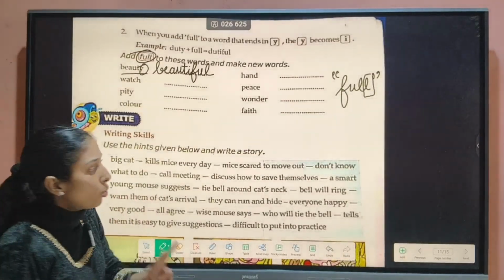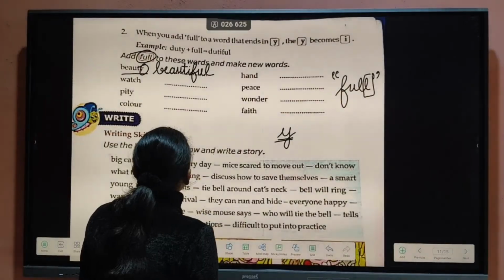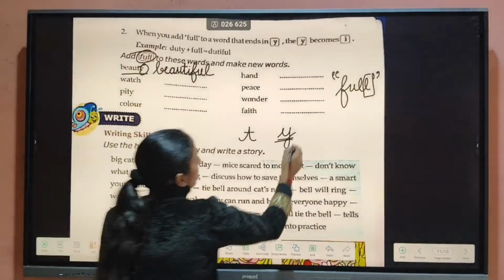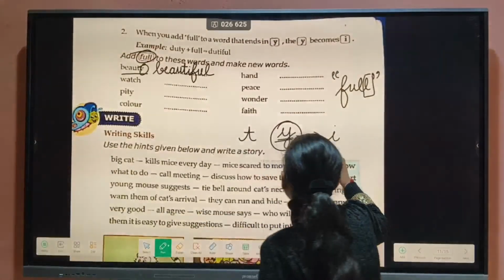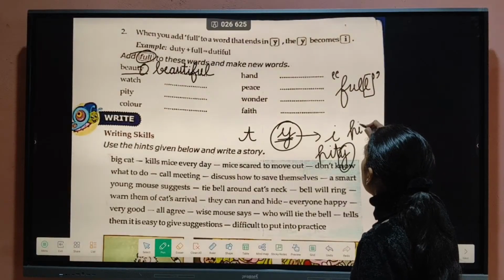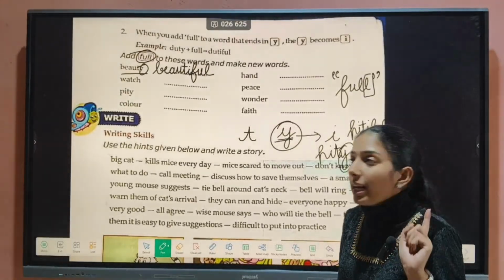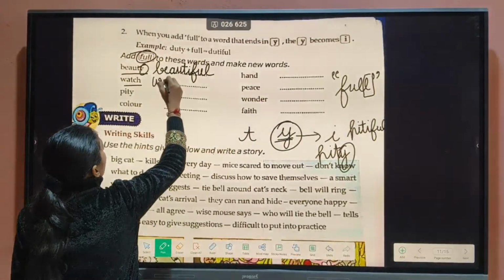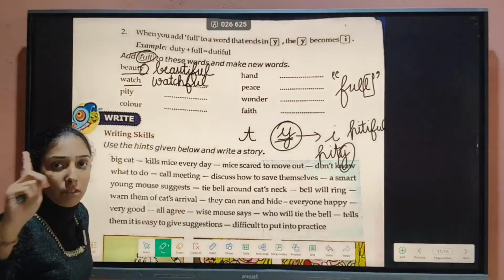Okay, there are two rules. If any word lastly has Y and before that Y a consonant is there, this Y will change into I, like pity, P-I-T-Y. So we will cut this Y and write P-I-T-I and then we will add full, and only a single L will come in that full. Okay, next word watch, add full, W-A-T-C-H, watch, full. When we write them together, we will cut one L.